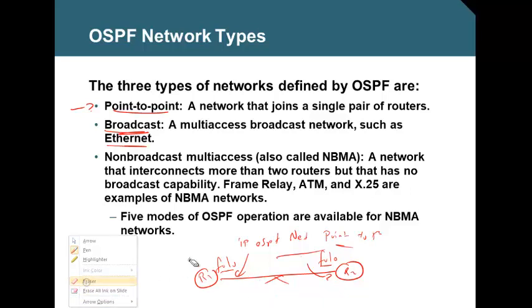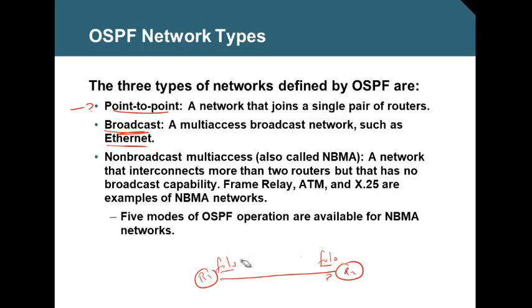When you have more than two, to avoid loops, we need one router to whom all the updates will be reported, and that router will distribute them to others. That prevents duplication of updates. As a result, there is no loop. Now, network type point to point is the default on serial links. Network type broadcast is the default on Ethernet, any Ethernet links.